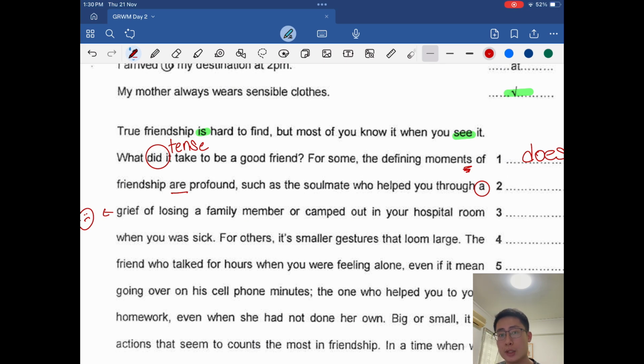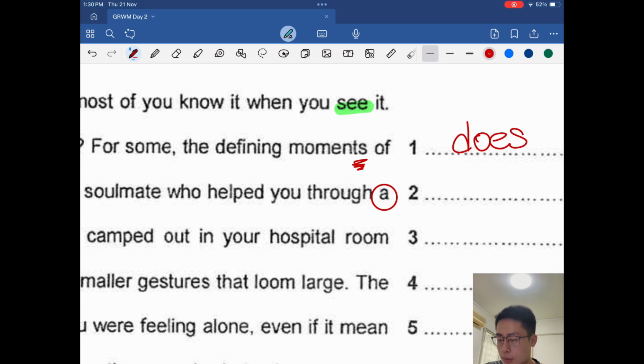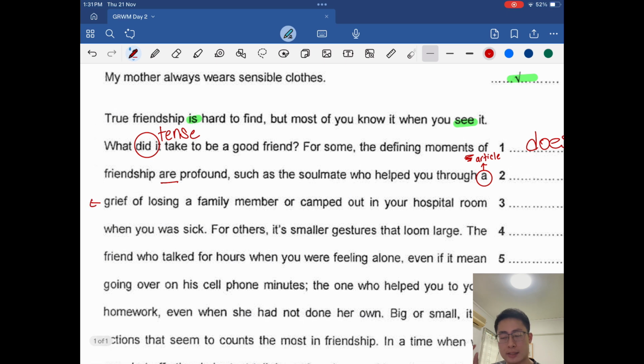Helped you through a grief. Okay, ladies and gentlemen, this word in grammar, we call this an article. Okay, this is an article. You don't have to know the technicalities of whether this is a definite article or indefinite article, but I suspect you already agree with me that it's a bit strange to say a grief.